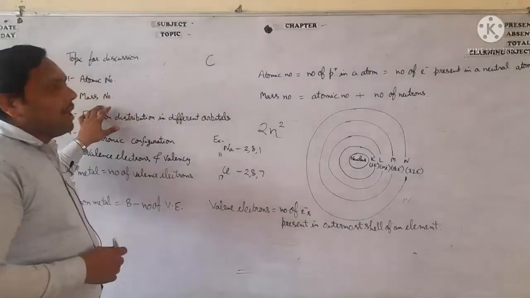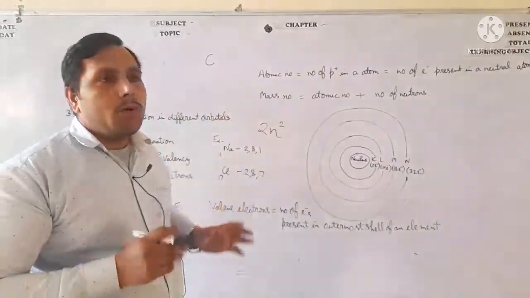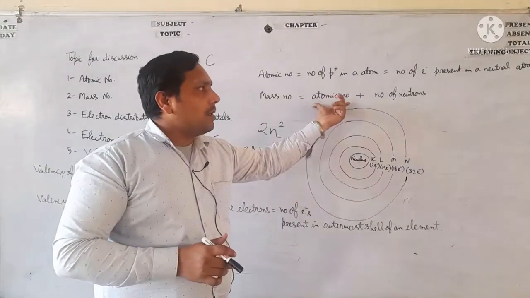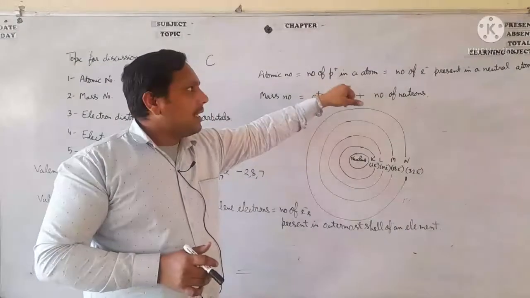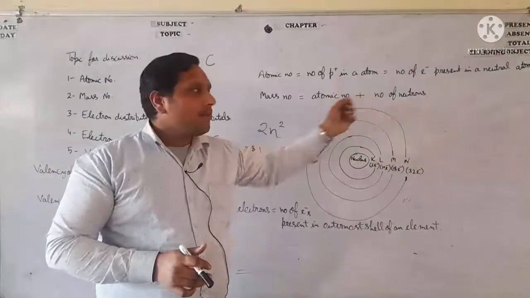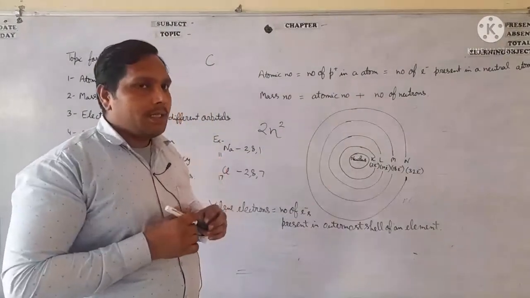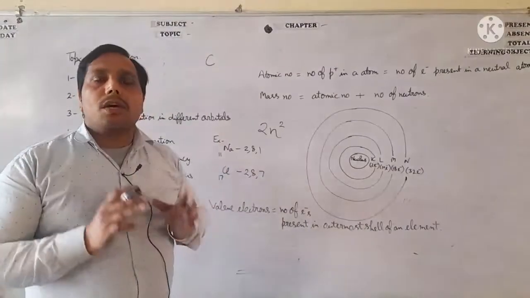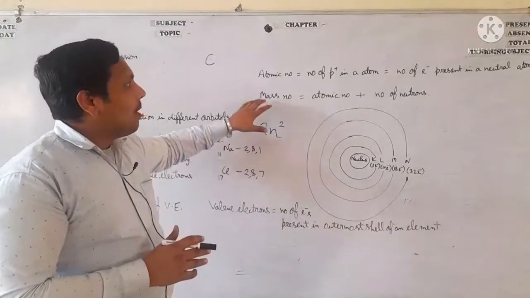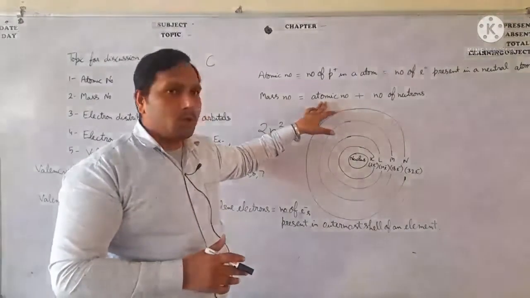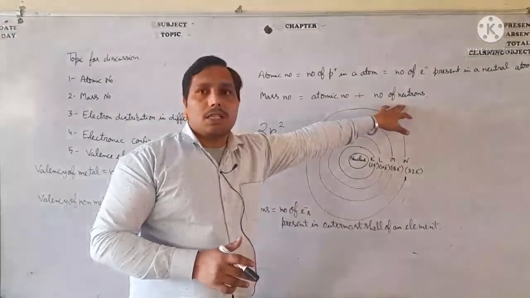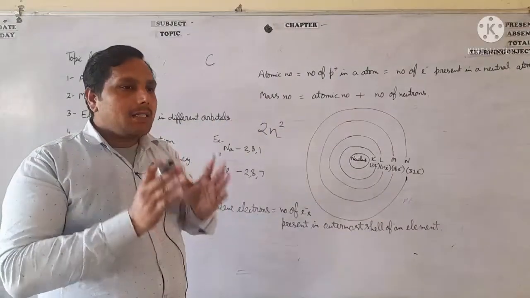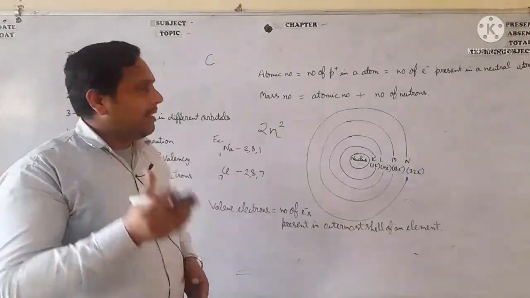Second one is mass number. Mass number means how much mass is present in an element. Mass number depends on the number of protons in an atom and the number of neutrons. Both are present in the nucleus. If we are explaining the mass of an element, that is the mass of the nucleus of an element. So mass number is equal to the number of protons in an atom plus the number of neutrons in an atom. Okay students, so you can say that mass number is the mass of the nucleus of an element.